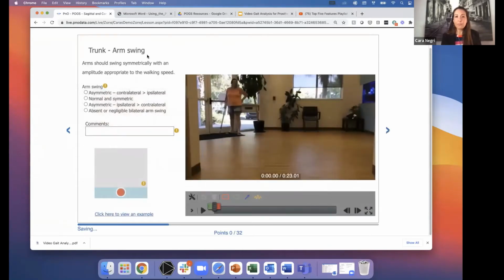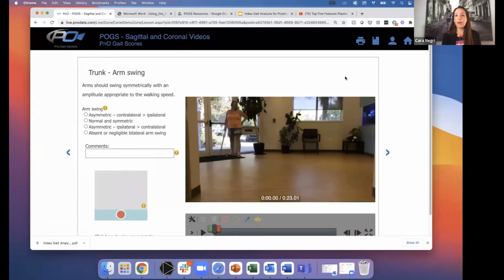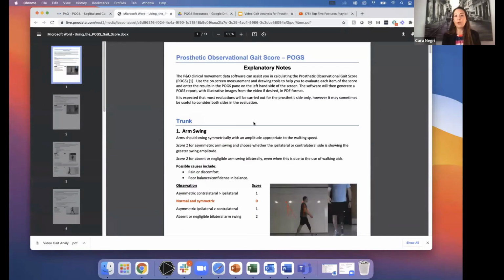Okay, so when I am using the score, I always open up the explanatory notes. These are the explanatory notes from the original study for the POGS. And like I said, the Edinburgh Visual Gait Score was developed first, and then everybody realized, okay, we need to take a couple of measures out for prosthetic observational gait scores. And so we now use the POGS for our prosthetics patients and the Edinburgh for any orthotic patients.